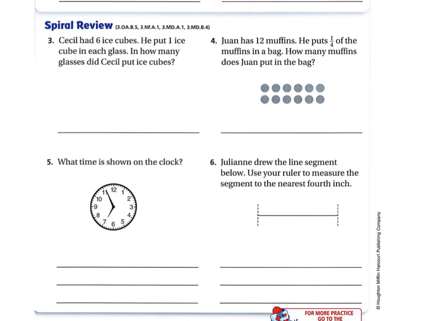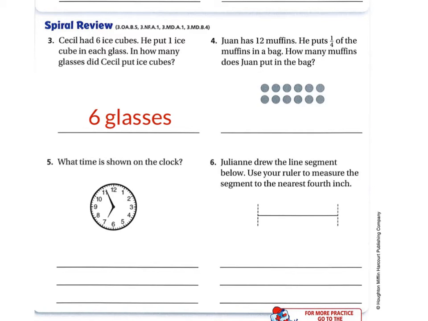All right, moving on to number 3, 4, 5, and 6. These 4 problems are all a review. So these may not have anything to do with liters or even measurement at all. They might not. So let's get started with number 3. The answer to number 3 is 6 glasses. If you need some help with that, keep on listening.